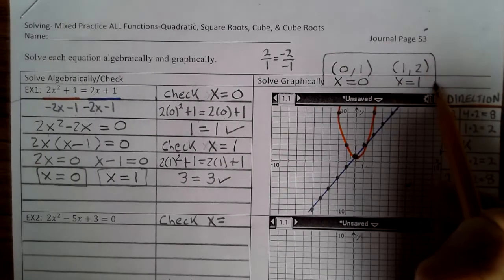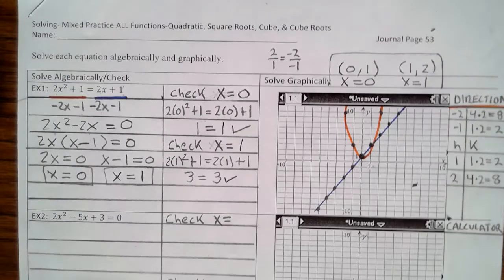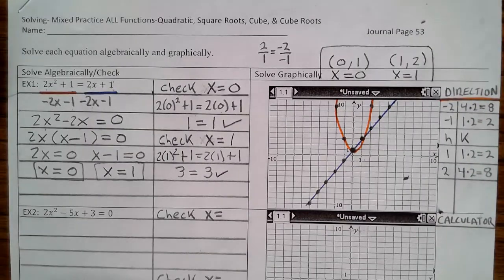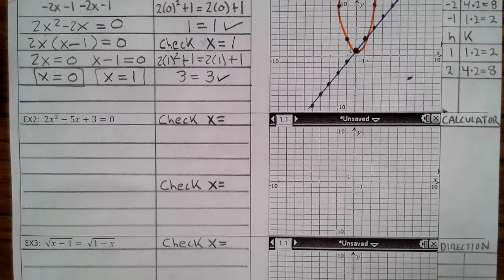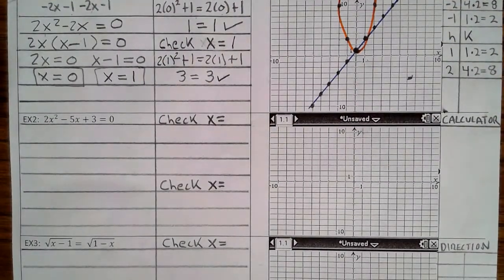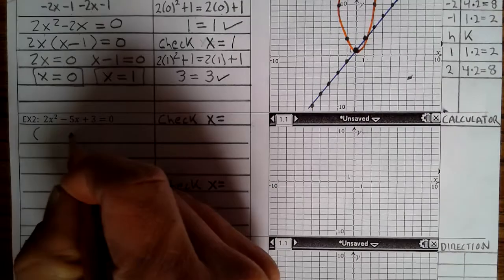Okay, so go ahead and finish up example 1. All right, now let's take a look at example 2. Now solve algebraically. When there's a trinomial, we think about factoring, so we know 2 parentheses equals 0.